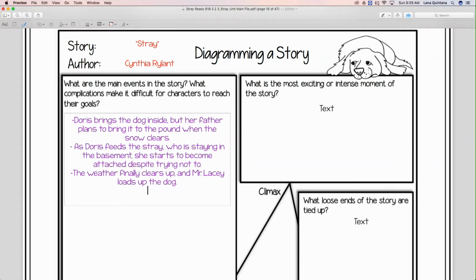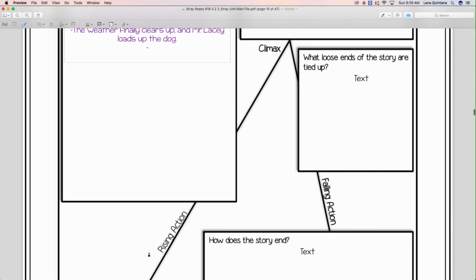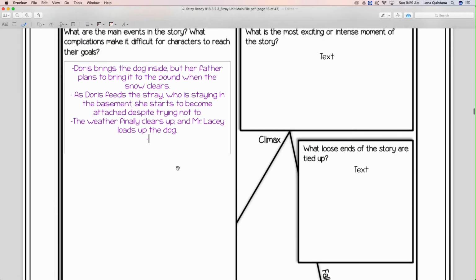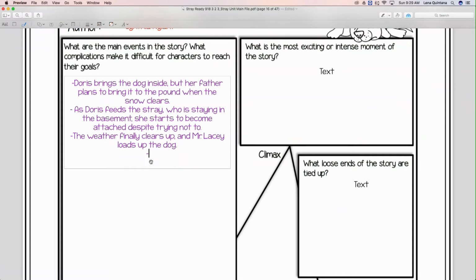Okay, so the next main event, remember this is our rising action. We were talking about rising action here. The next thing that happens is Lacey, poor thing, and actually, I'm sorry, I don't want to write Lacey. I want to say Doris sulks in her room.